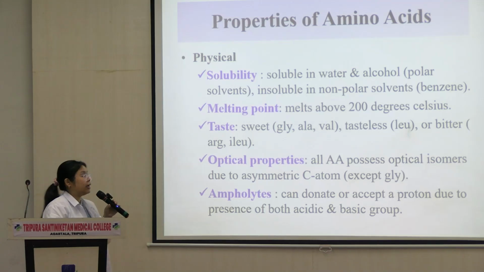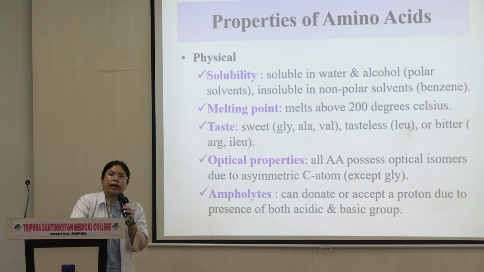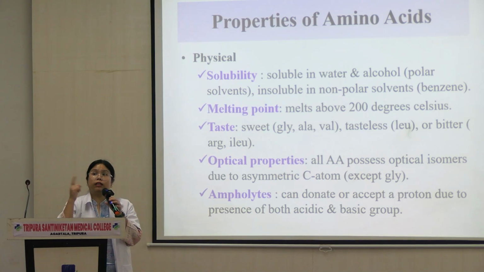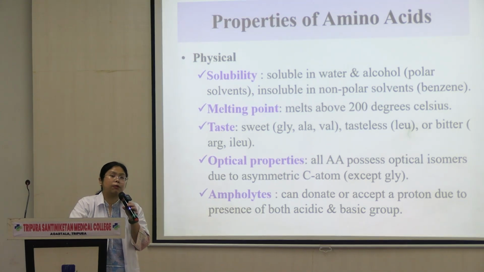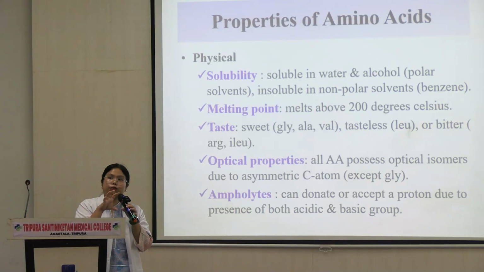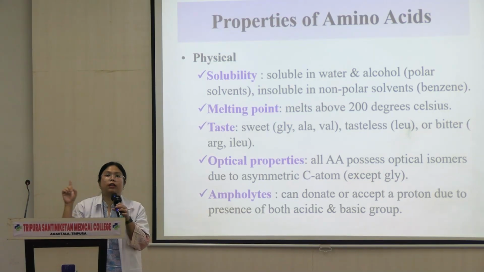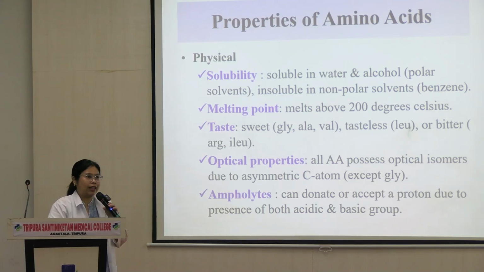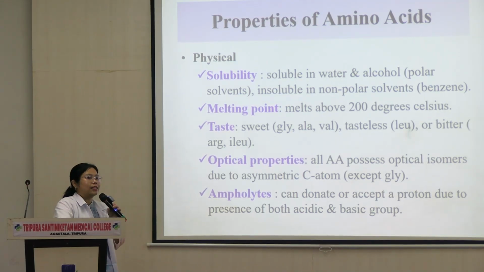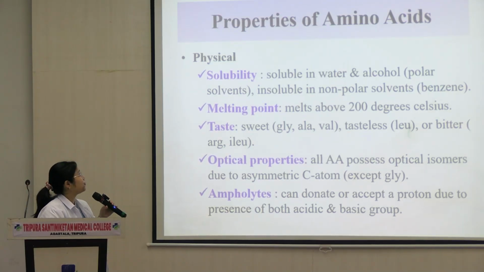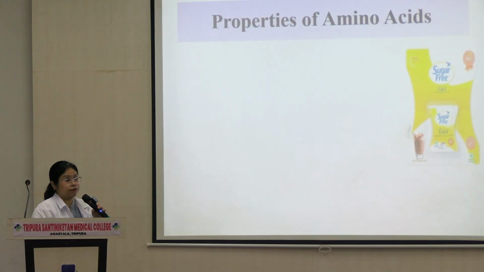We have something called Ampholytes. If you remember from the structure of amino acid, it has a carboxyl group and an amino group. So it has both charges: the amino group carries a positive charge and the carboxyl group carries a negative charge. Any molecule that carries both charges is known as an Ampholyte because it can accept a proton as well as donate a proton. So they act as ampholytes.